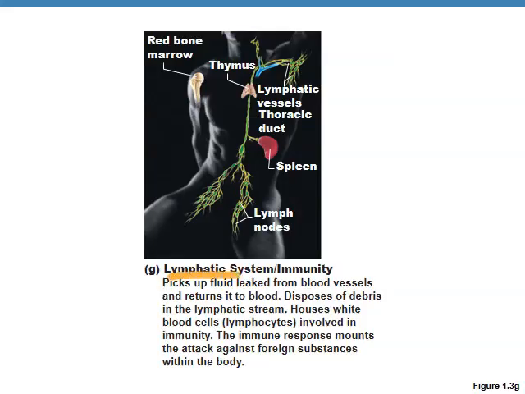The next is called the lymphatic system. A lot of people just identify it with the term immunity. It is called the lymphatic system, but basically it's going to pick up any sort of fluid that leaks from the blood vessels, and you're going to clean it and return it to the blood. Inside these little lymph nodes, there are white blood cells, which are going to attack any foreign substances within the body before it returns the blood back to the blood vessels and to the heart.